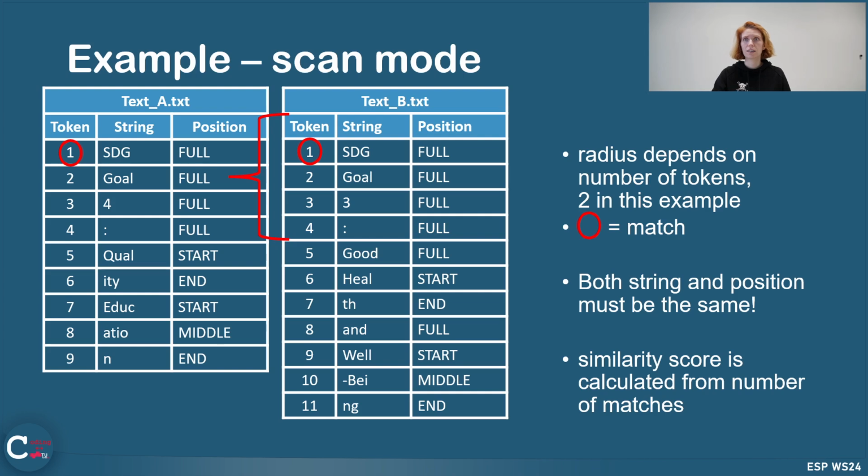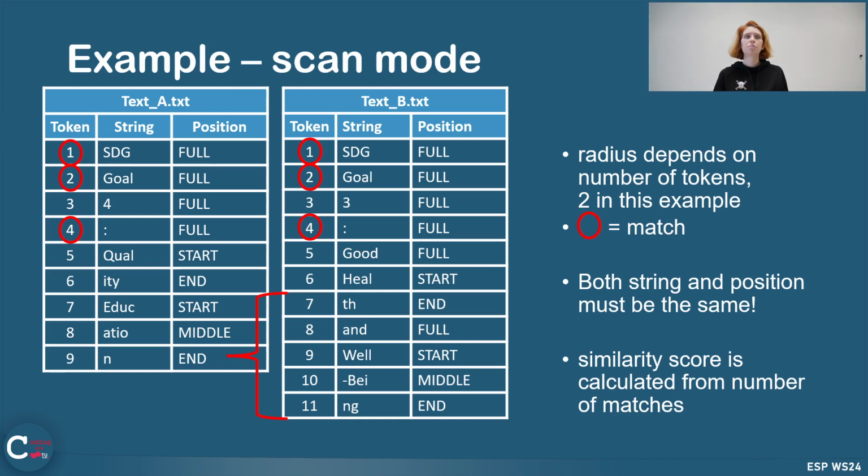We'll now check the second token from text A. Do I have goal and full inside the radius? Yes, I do. Then I check the third token from text A. Do I have a 4 inside this radius and a full? No, nothing. Then I have the colon and full. Yes, this is a match. Then I keep going like this and look for matches, and in this case there are no more. And here as well, make sure that you do not run out of bounds.